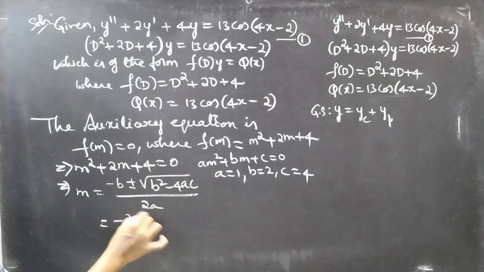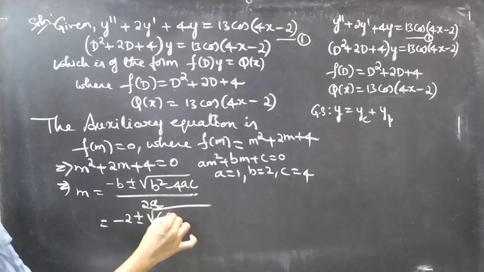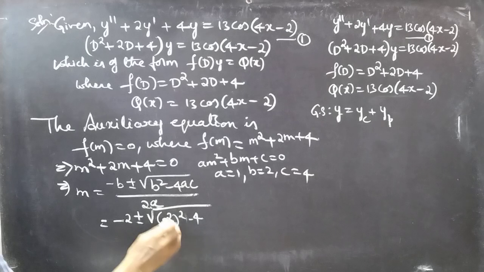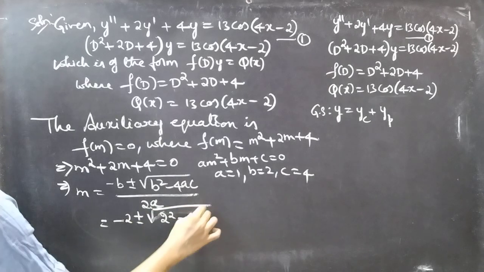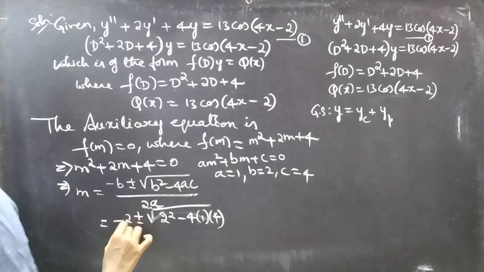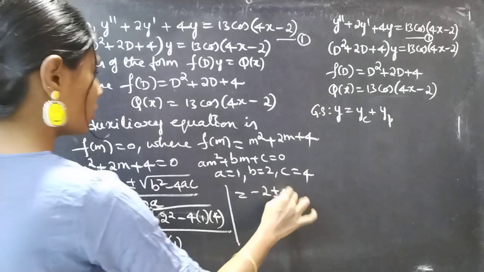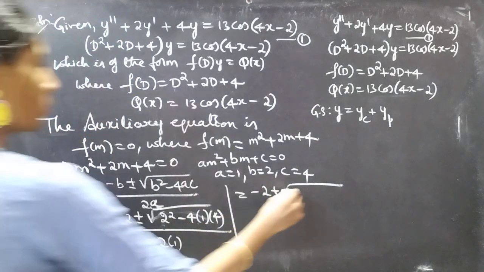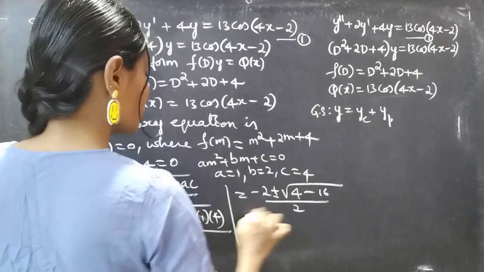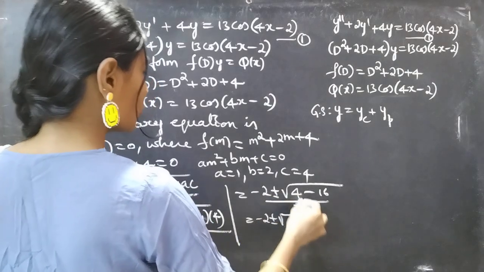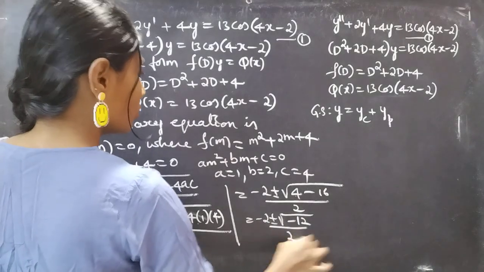You'll get minus 2 plus or minus square root of b square, that is 2 square, minus 4 into a into c, by 2a, that is 2 into 1, which gives us minus 2 plus or minus square root of 2 square is 4, minus 4 4s are 16, by 2, which gives us minus 2 plus or minus square root of 4 minus 16 is minus 12, by 2.